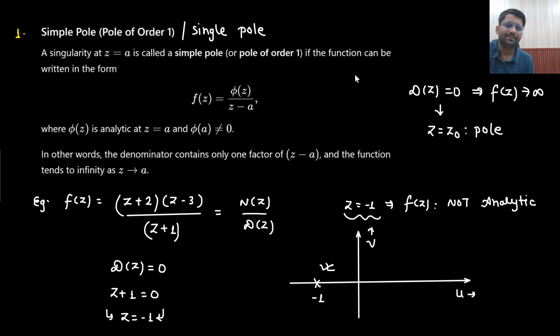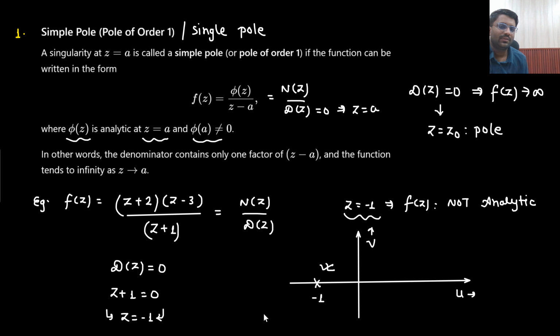So if you read the definition, a singularity at z equals a is called a simple pole, or pole of order 1, if the function can be written in this form: numerator by denominator. Now if you put the denominator equal to 0, what do you get? z equals a. So z equals a is my point of singularity, and that is known as a simple pole singularity. What condition are they giving? They are giving the condition that phi of z should be analytic at z equals a, and it should not be equal to 0.